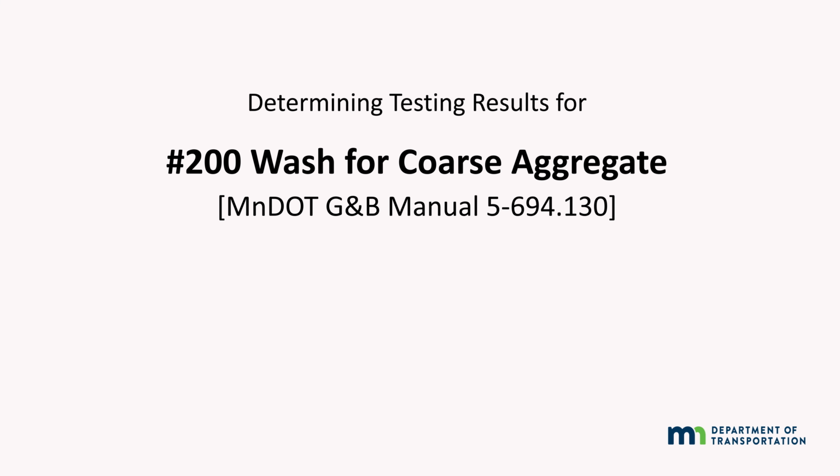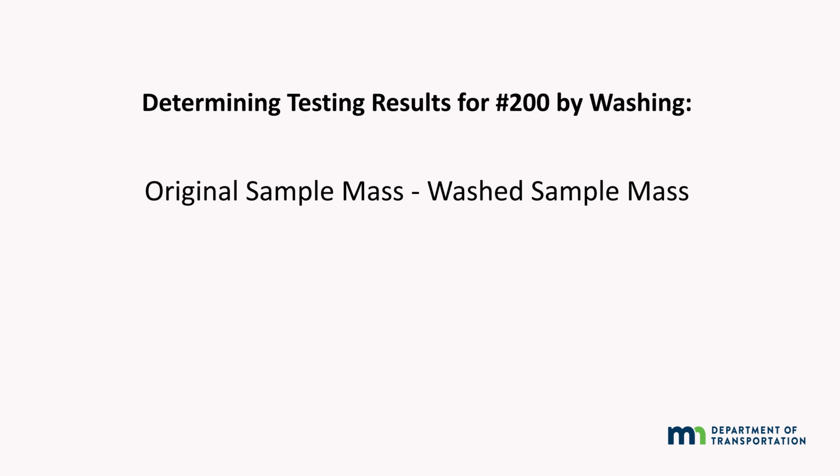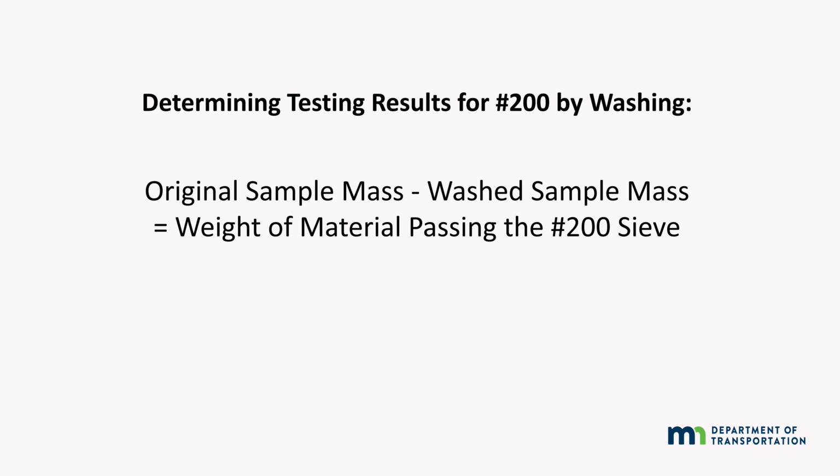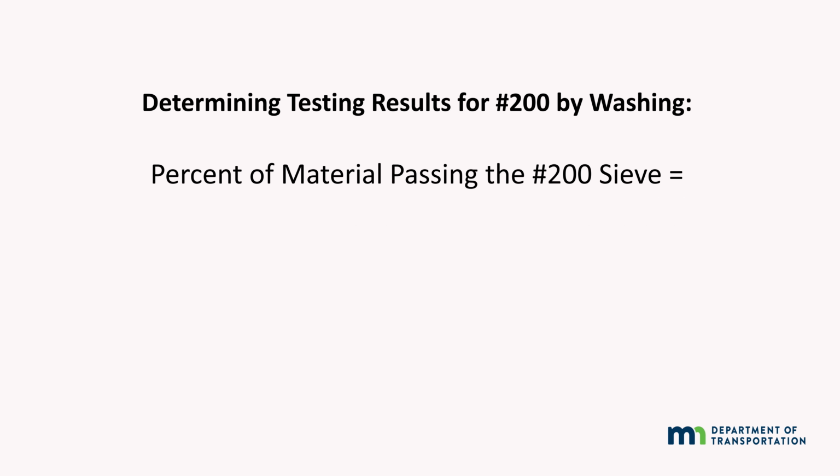Determining testing results for number 200 by washing. The difference between the original sample mass and the washed sample mass is the loss in washing of the material passing through the number 200 sieve. To calculate the percent of material passing the 75 micrometer number 200 sieve by washing, proceed as follows.